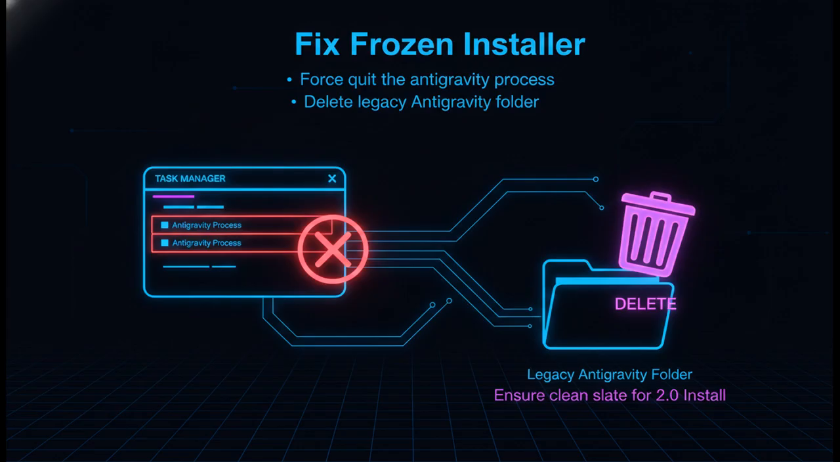Next, you're going to need a clean slate. Open your File Explorer, navigate to your local App Data Programs folder, and completely delete the legacy Antigravity folder. And let me reassure you right now, doing this will absolutely not delete your local project source code or any coding files you've been working on. It simply clears out the old software wiring so the new version can install perfectly.